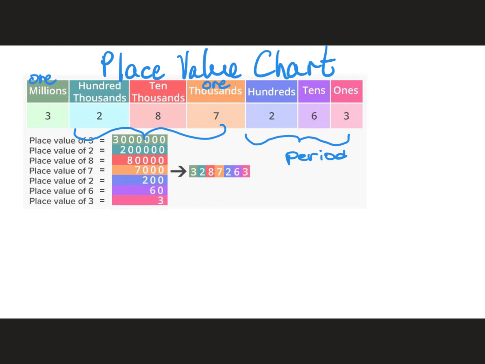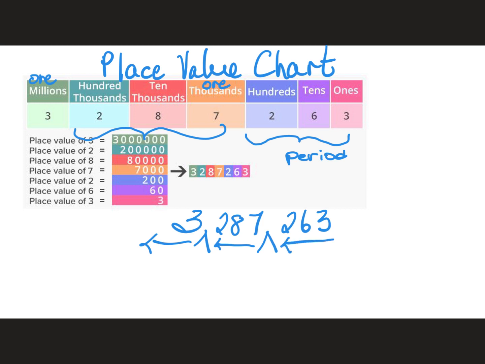And when it's written like that, it's very difficult to read. So in fact, you would read it as 3,287,263. In Canada, we use spaces to indicate our periods. So this space means everything in front of it was in the millions period. This space tells us that all of these 3 digits are in the thousands period. There is no space at the end, but these are all in the units period.